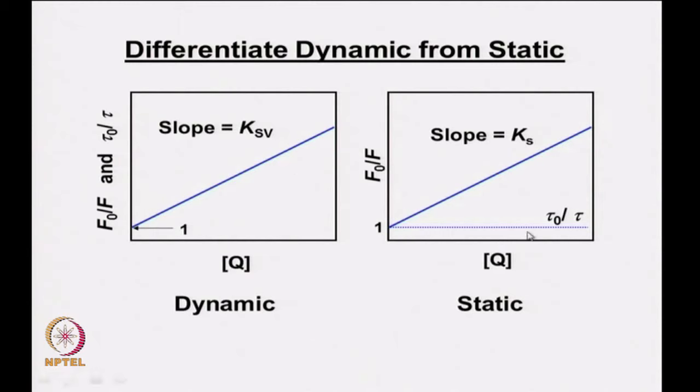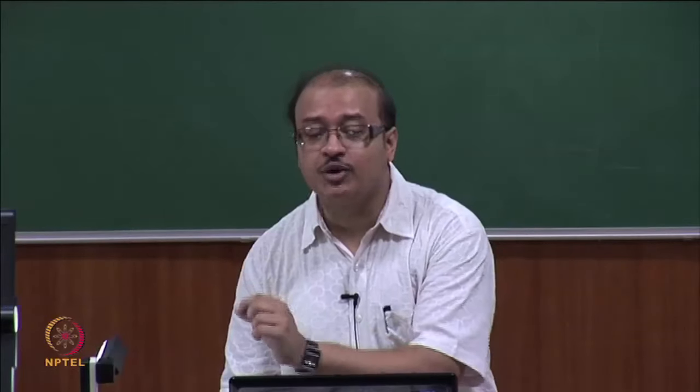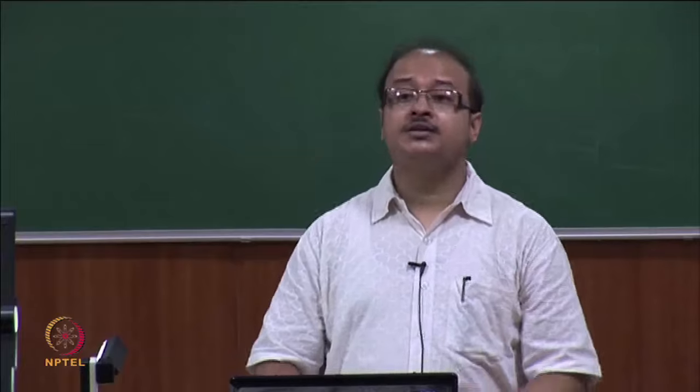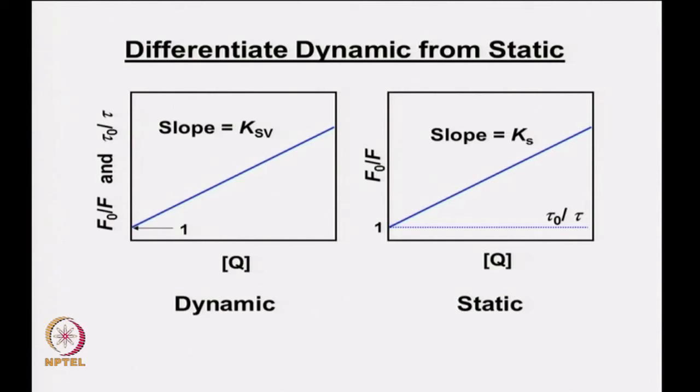However, if tau 0 by tau follows this plot, that means it almost shows no change, then it is a case of static quenching. So, this is one of the best ways of trying to figure out which process is a static quenching process and which process is a dynamic quenching process. But is this the only way we can differentiate? Well, this is one of the best ways definitely, but not the only way.